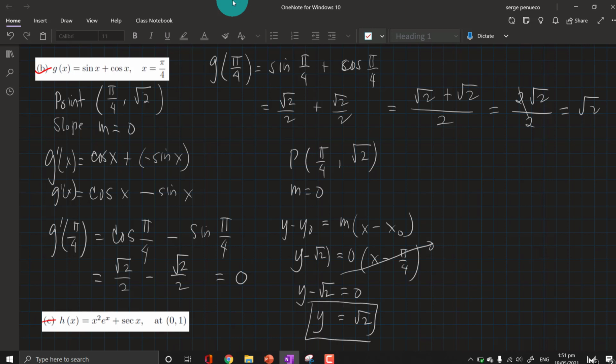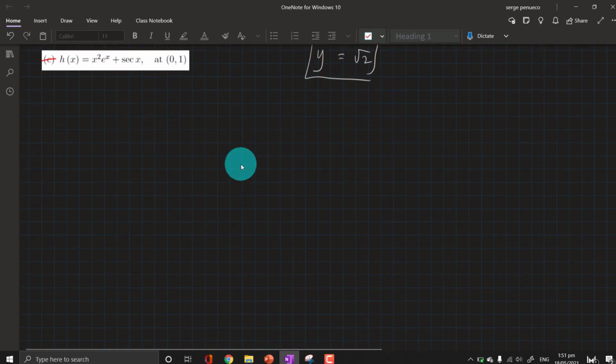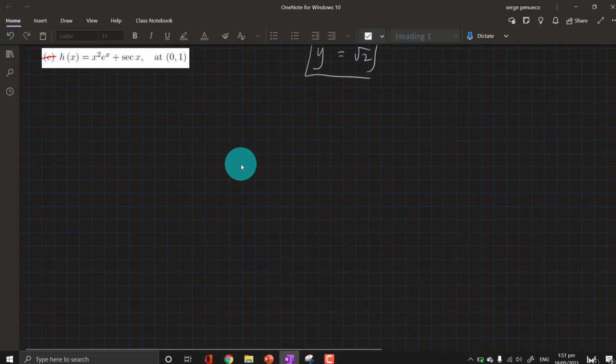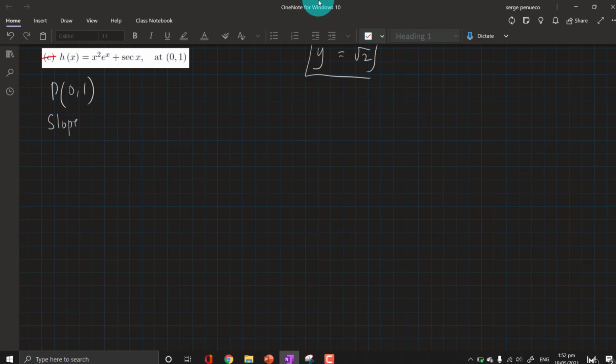Okay, next. Okay, so next one is h of x is equal to x squared e raised to x plus secant x at 0, 1. So, kukunin natin, again, meron na tayong point. Given na ang point which is 0, 1. Kailangan na lang natin makuha yung slope natin by getting the derivative of this and substitute 0 in the equation.